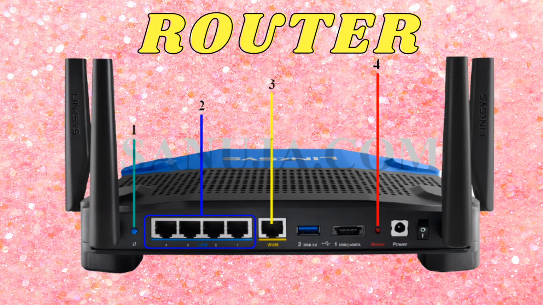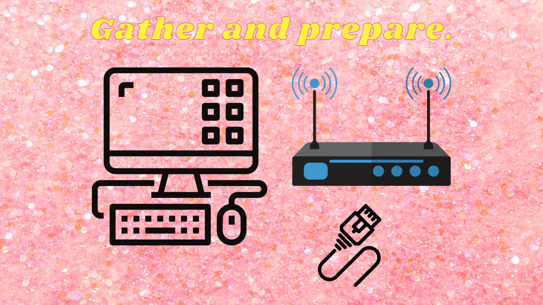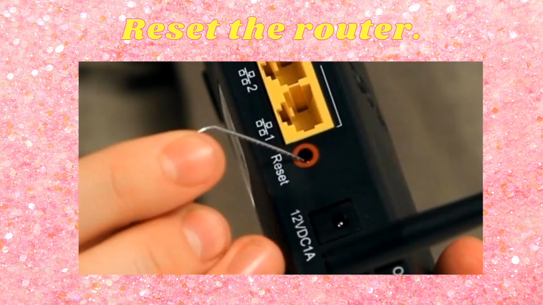We can now proceed to the video tutorial for configuring a wide area network. First step is to gather and prepare. Gather the needed devices such as a computer, router, and Ethernet cable. It is also important to plan where you are going to place your router. You must place it in the center of your house.